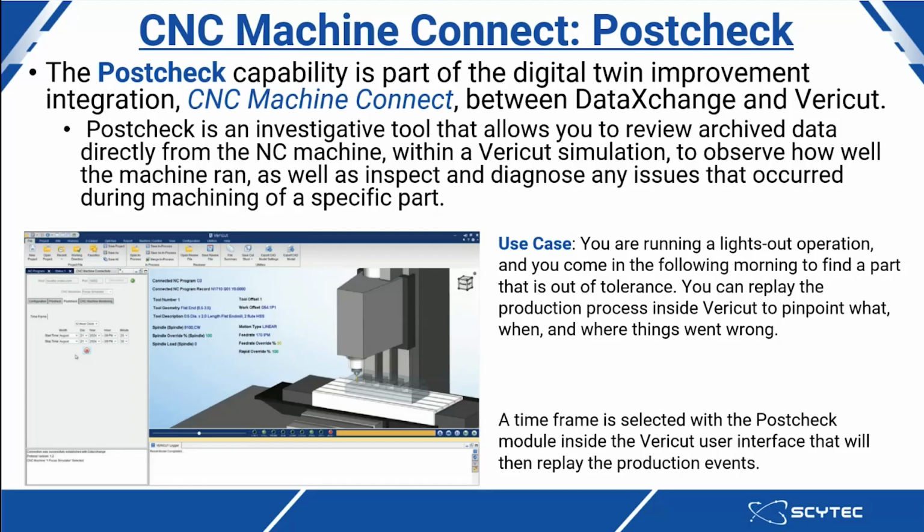So a good use case of this is you're running a lights out operation. You come in the following morning to find a finished part that is out of tolerance. You can replay the production process inside of Vericut to pinpoint what, when, and where things went wrong.